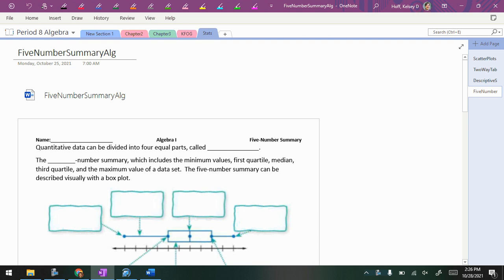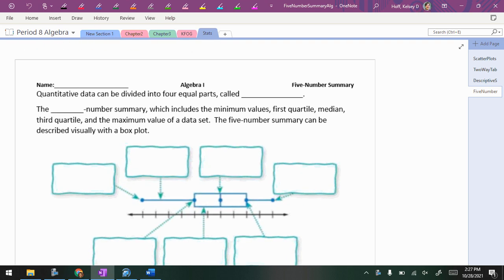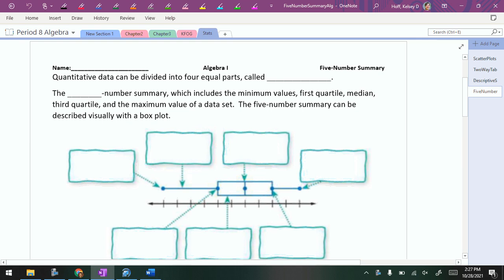With statistics. Today we're going to talk about the 5-number summary, which actually creates for us a box plot, or what can also be called a box and whisker plot. So quantitative data, data with numbers, can be divided into 4 equal parts called quartiles.